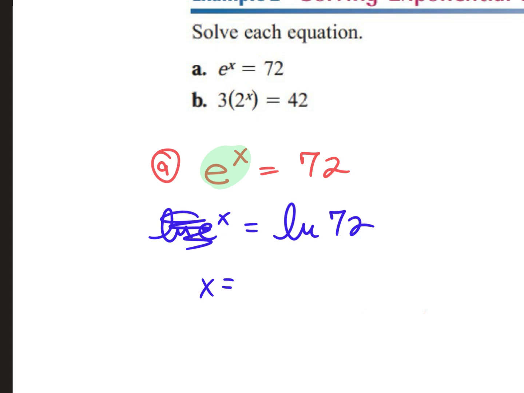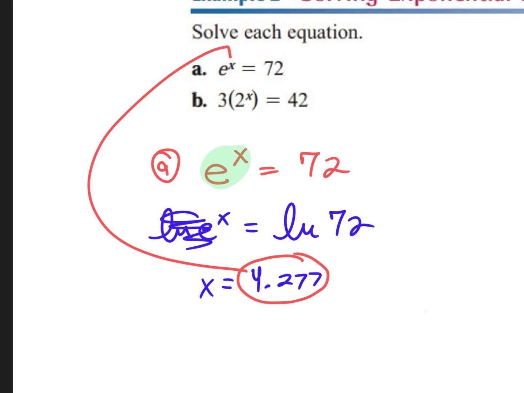What are you guys getting? 4.277? Okay, so 4.277. Now, every single one of these problems, the great thing about this is you can check. In your calculator, take this number and plug it in right there. So hit your e to the x and put, as the exponent, 4.277. Check that, see what you get.